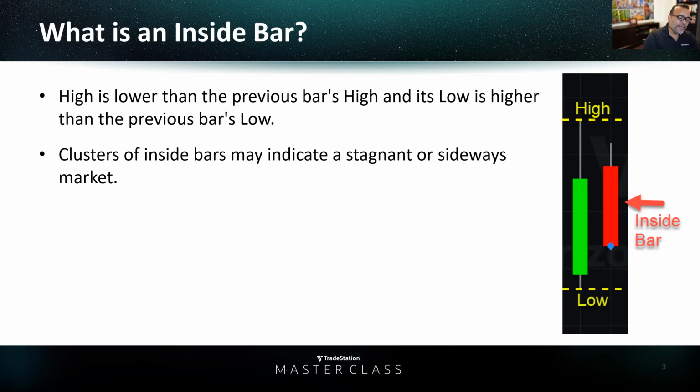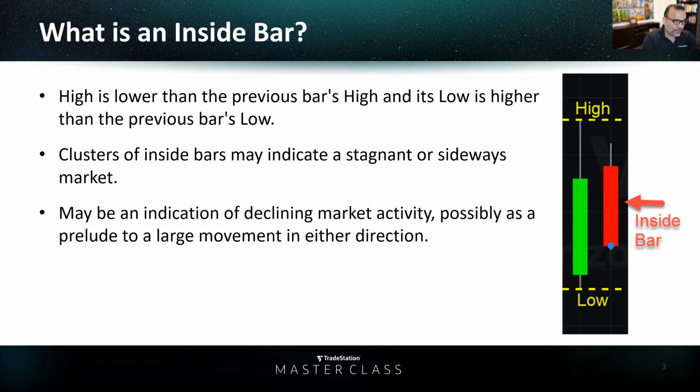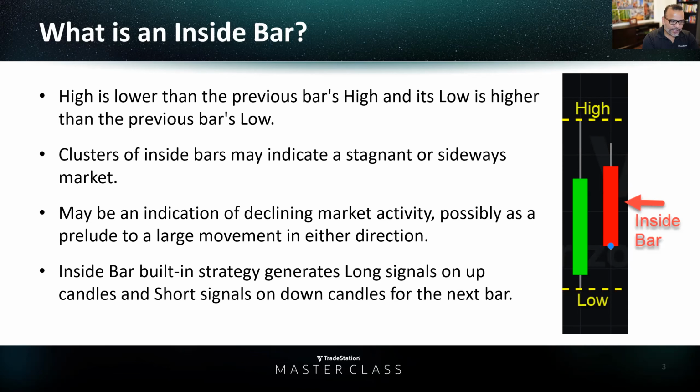What is this telling us? A cluster of inside bars may indicate a stagnant or sideways market. It's not pushing the prices forward, up or down. They're kind of just moving in a sideways manner. It may be an indication of declining market activity, possibly as a prelude to a large movement in either direction. The inside bar built-in strategy generates long signals on up candles and short signals on down candles for the next bar. This is interesting.